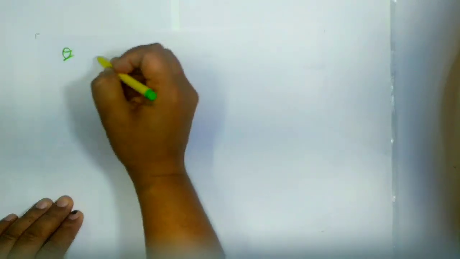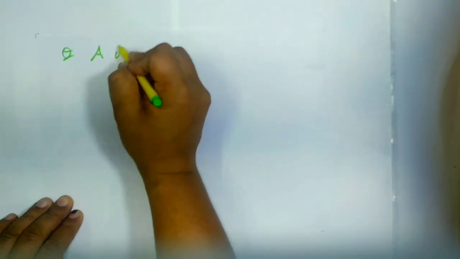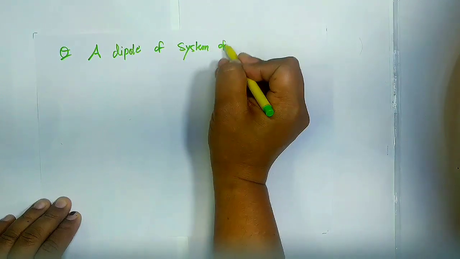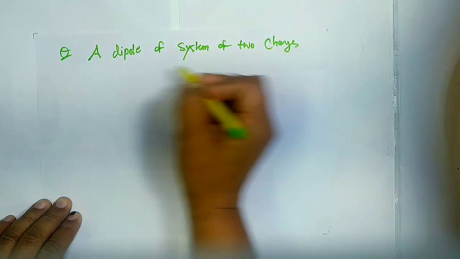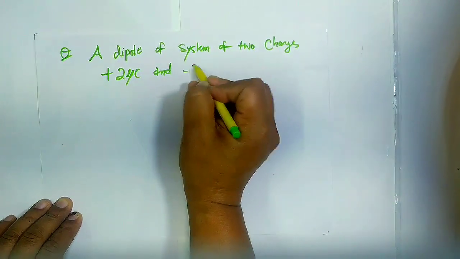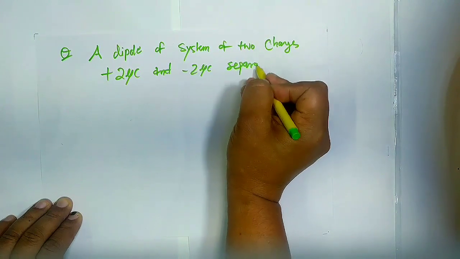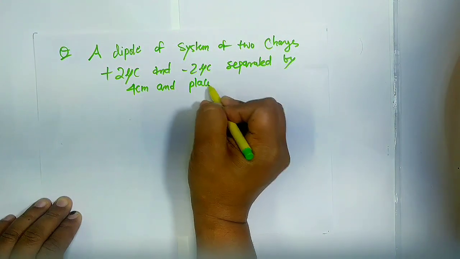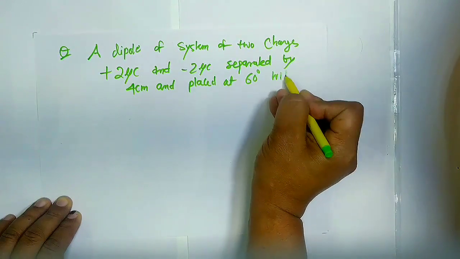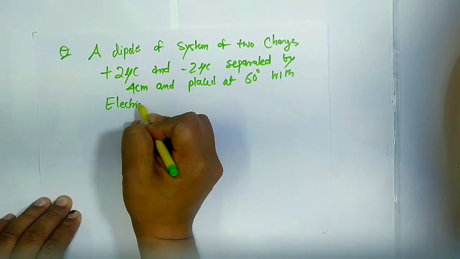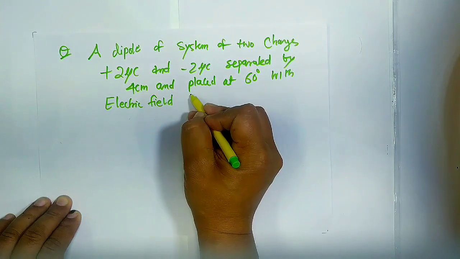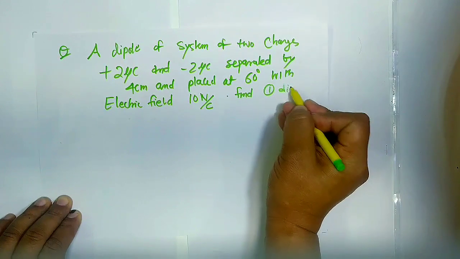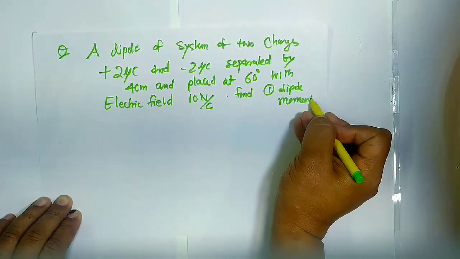Say a question is given: a dipole, a system of 2 charges, plus 2 microcoulomb and minus 2 microcoulomb, separated by say 4 centimeter and placed at 60 degree with the electric field. The electric field is given as say 10 Newton per coulomb. Then find 2 things. First, the dipole moment, and second, the torque.